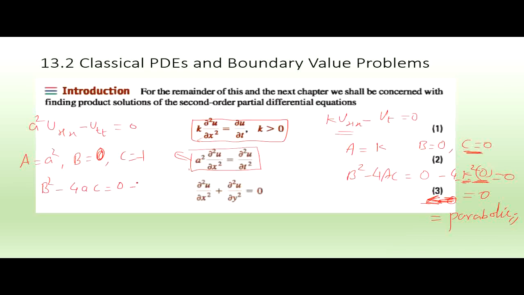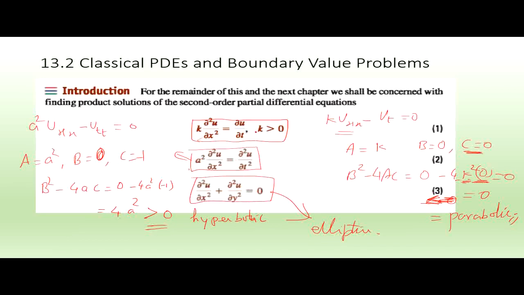B square is 0, minus 4 a square times minus 1, so it will be positive 4a square, which says that this is positive, greater than 0, so hyperbolic. When it's positive, it is hyperbolic. Negative, it is elliptic. Equal to 0, then it's parabolic. Third one, you try, it will be elliptic. I'll leave this verification to you.